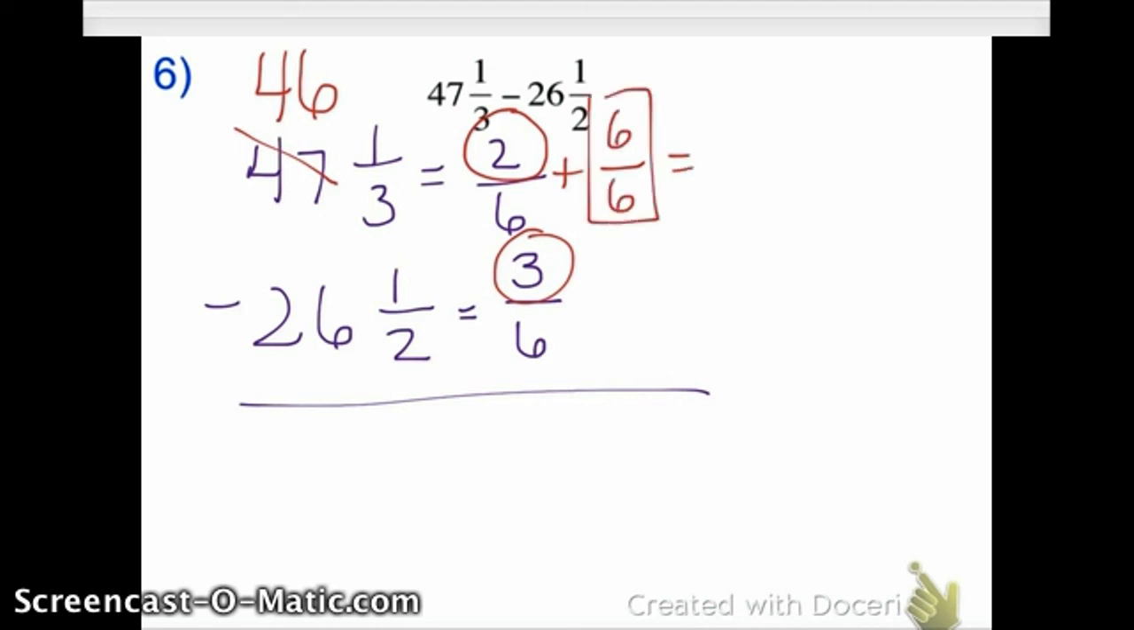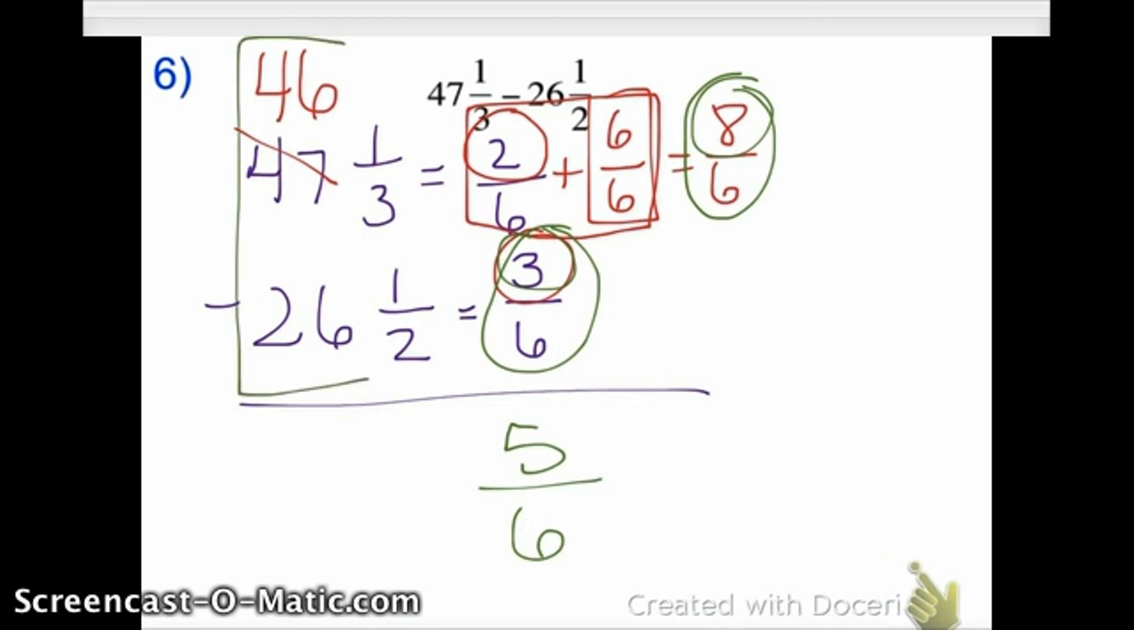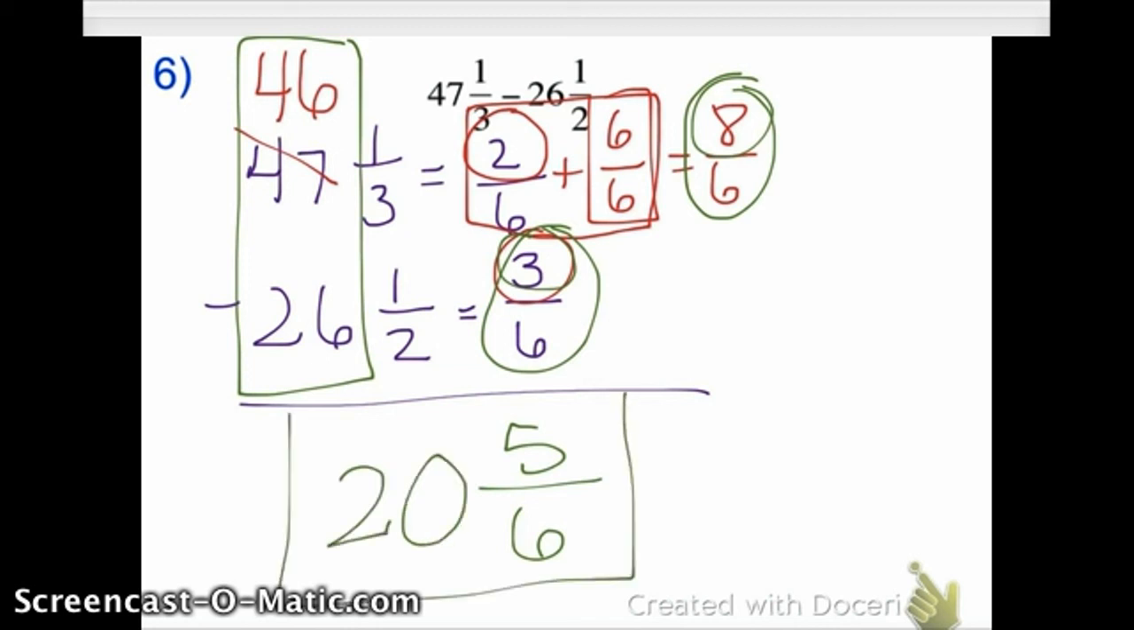This is the 1 that you want to add on. You can kind of think of it as a gigantic 1. So if you add these up, you get 8/6. Now I can subtract this fraction from this fraction. So 8 minus 3, I get 5/6. Then you go back over to your whole numbers. 46 minus 26, I get 20. Everything is in lowest terms.